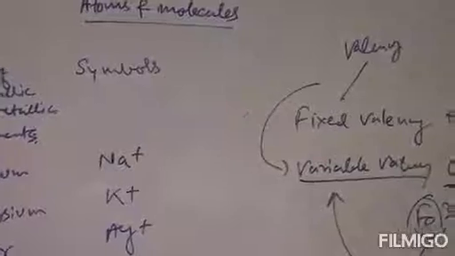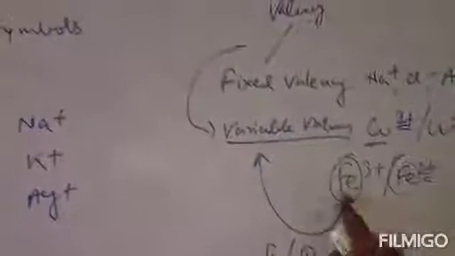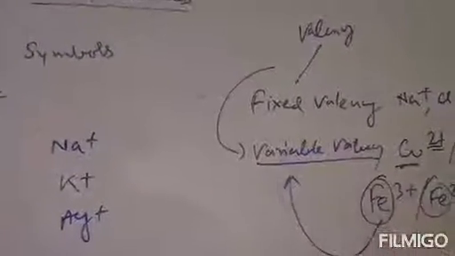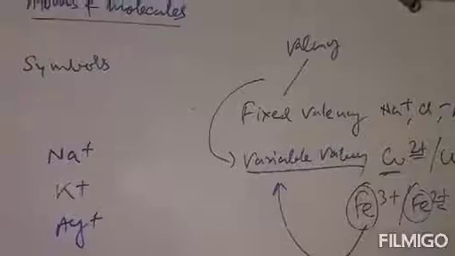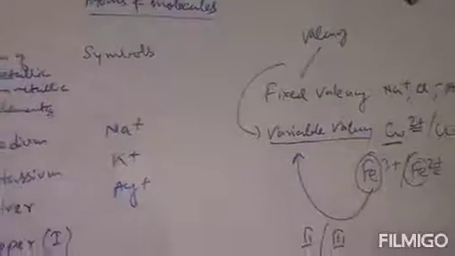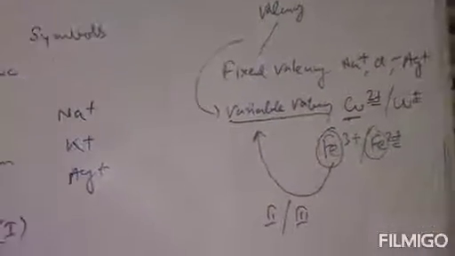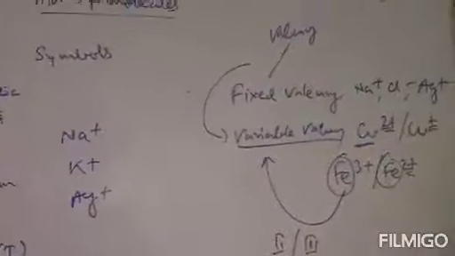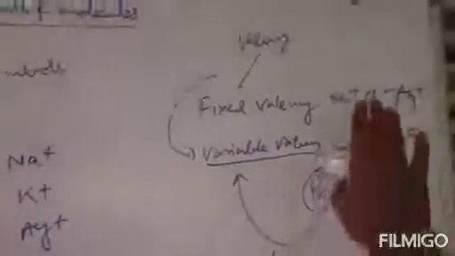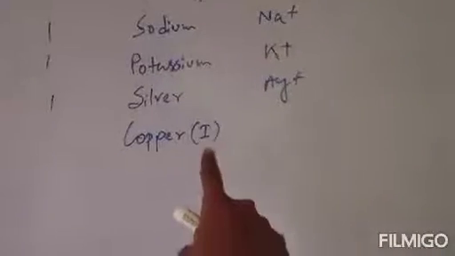In some compounds, the valency of Fe is 3 plus, or in some compounds the valency of Fe is plus 2, depending upon the nature of the element, or depending upon how Fe forms a compound with another element. Clear? So these come under variable valency, and these are fixed valency. Clear? Likewise, copper, its valency is 1.